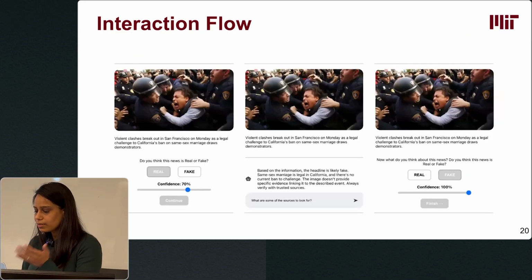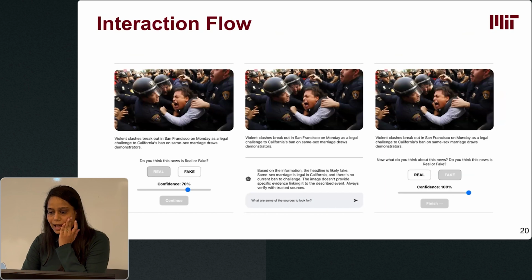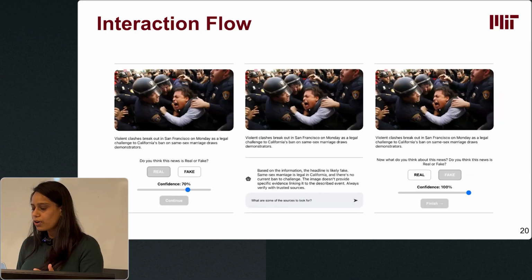So yeah, that's what the interaction flow looks like. A user comes to the system, they rate whether that news is real or fake, and give it a confidence rating. Dialogues are generated, 9 rounds of conversation, and then they re-rate the news again.